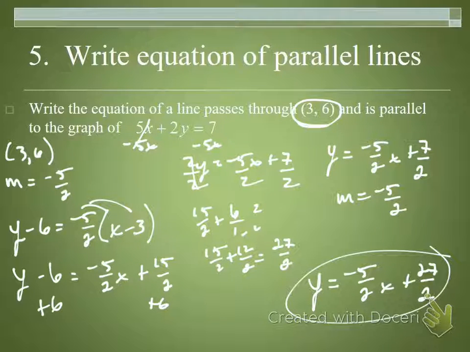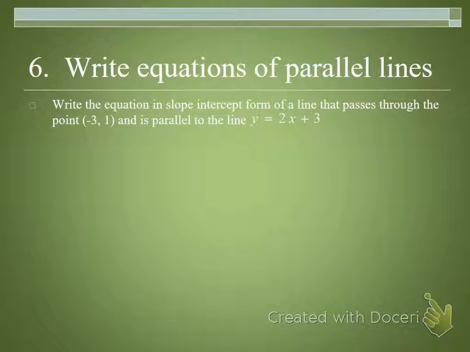All right, now you try one. Write the equation of a line in slope-intercept form that passes through that point and is parallel to that line. Okay? Stop the video, try to work it out yourself, and then start it back up to check your work.